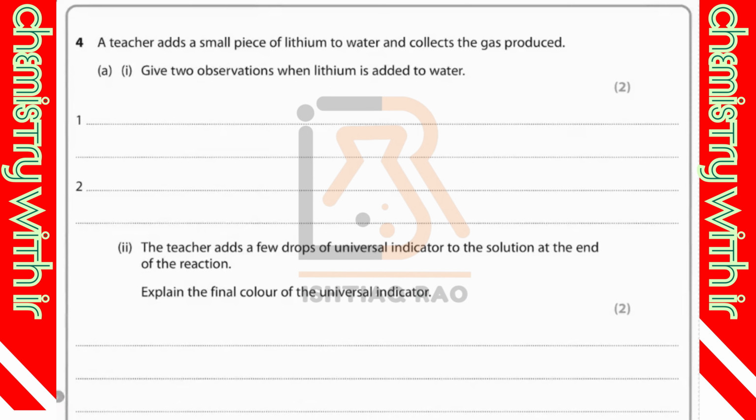A teacher adds a small piece of lithium to water and collects the gas produced. Give two observations when lithium is added to water. So lithium is Li, that is solid. It's going to react with water, that is a liquid. It's going to produce LiOH, that is aqueous, and hydrogen gas. What do you think should be an observation? Like they are asking two observations.